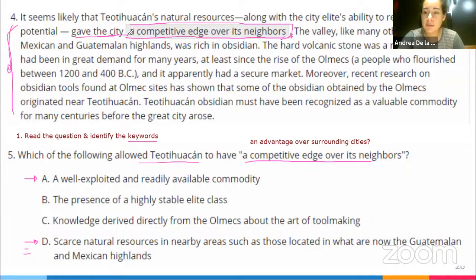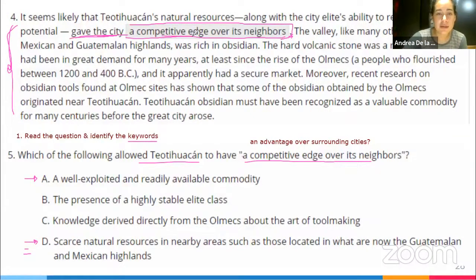Yes, right? Do you agree with me? Yes, teacher, is the same. Okay, good. So basically they're asking for what gave the city a competitive edge. Now, when they ask you that, and you have something that says, this gave the city a competitive edge, they're asking for the subject of the sentence, right?